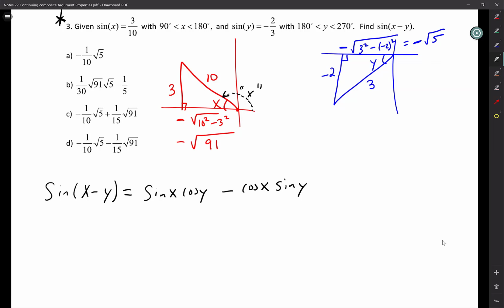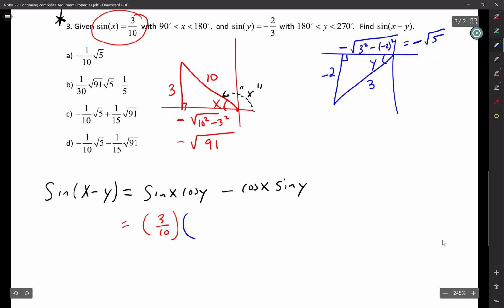I look up here and then I'm going to color code it. Sine x is given to me. That's a 3/10. Cosine y, I do not have that, but I will get it in a little bit. So I'm going to put parenthesis right there. Minus cosine x, I do not have it, but I will get it in a little bit. And then sine y was given to me, -2/3.